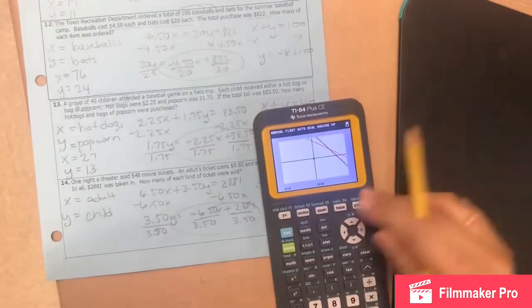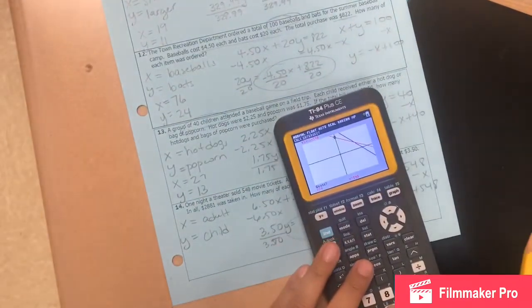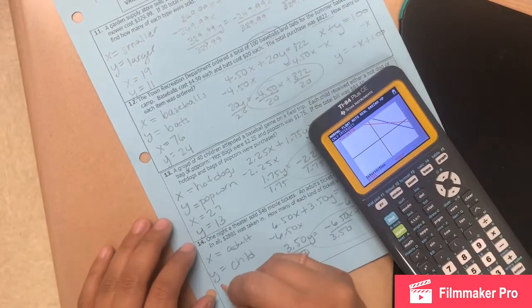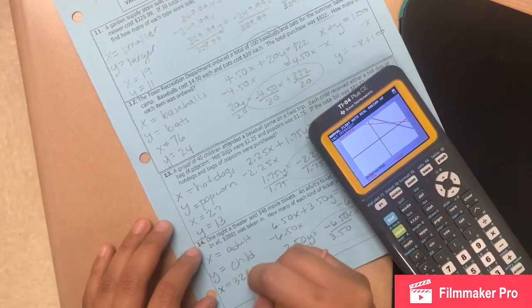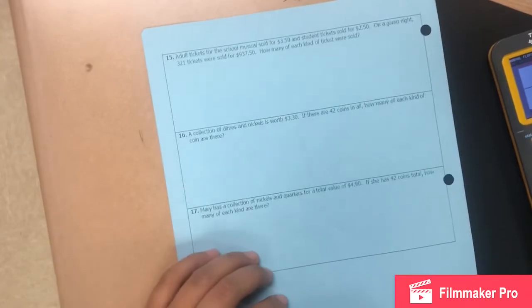Okay, let it load. I had to zoom out once on this one, but once I let it load, second trace 5, enter, enter, enter, we get how many tickets were sold of each. So adult tickets, they sold 321, and child tickets, they sold 227. Okay, 3 more practice problems. On number 15, it is exactly like number 14, so I'm not going to do that one again.